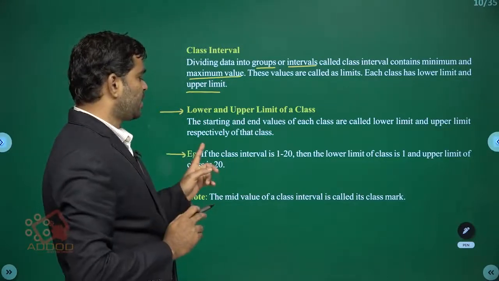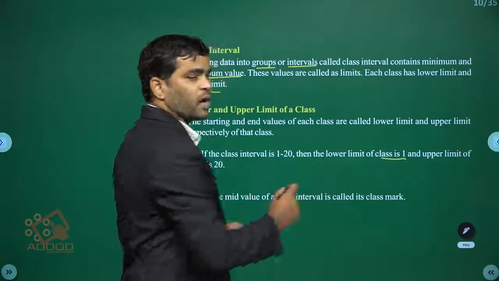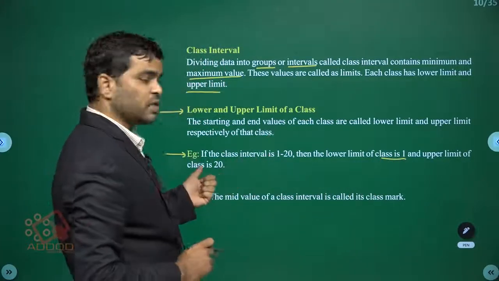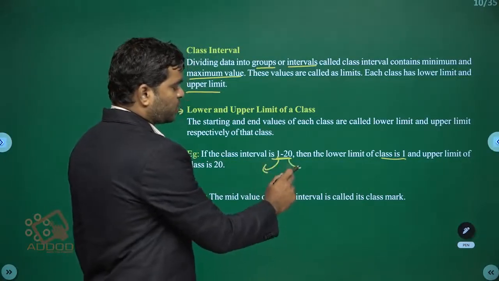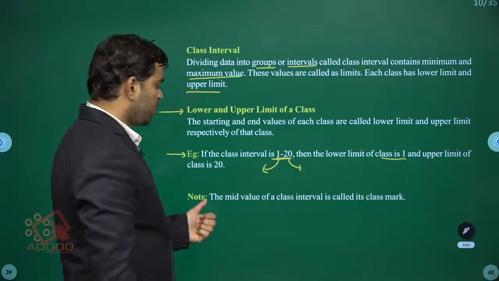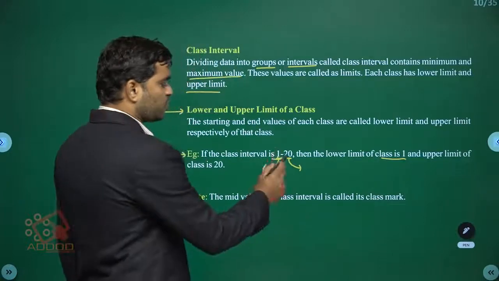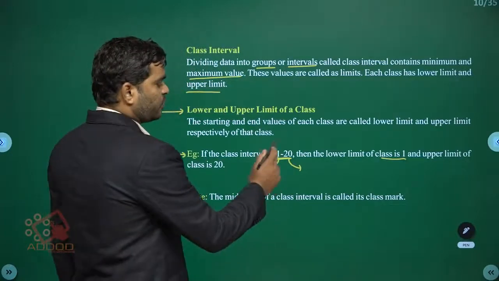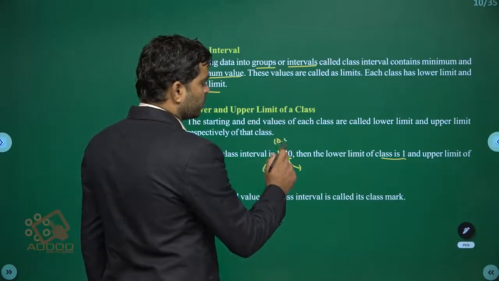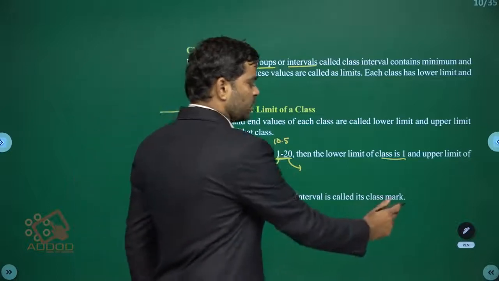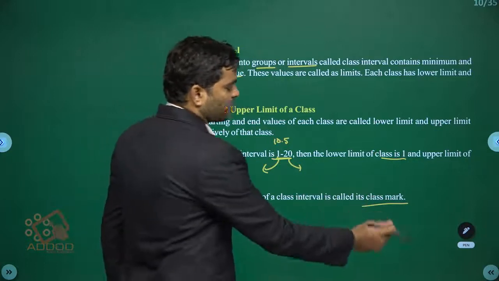Starting value is lower limit, ending value is upper limit. Example, if the class interval is 1 to 20, then the lower limit of the class is 1 and the upper limit of the class is 20. This is the class interval 1 to 20. This 1 is the lower limit and this 20 is the upper limit. The mid value of a class interval is called its class mark. For example, 1 to 20: the mid value would be 1 plus 20 by 2, which is 10.5. Okay, that is called the class mark. The 10.5 is called the class mark.